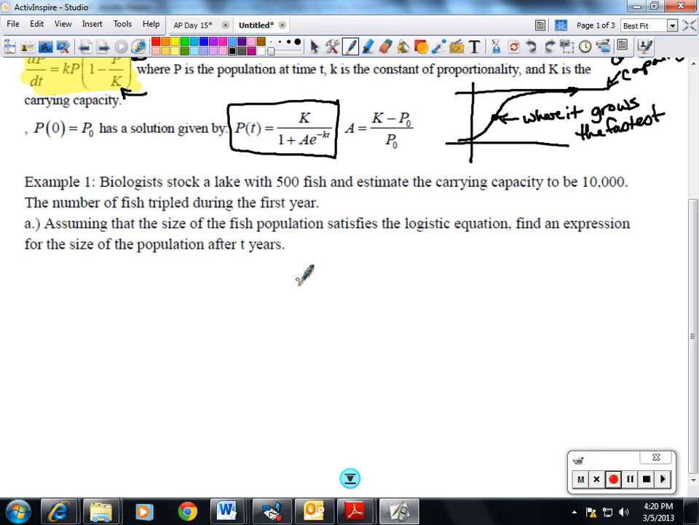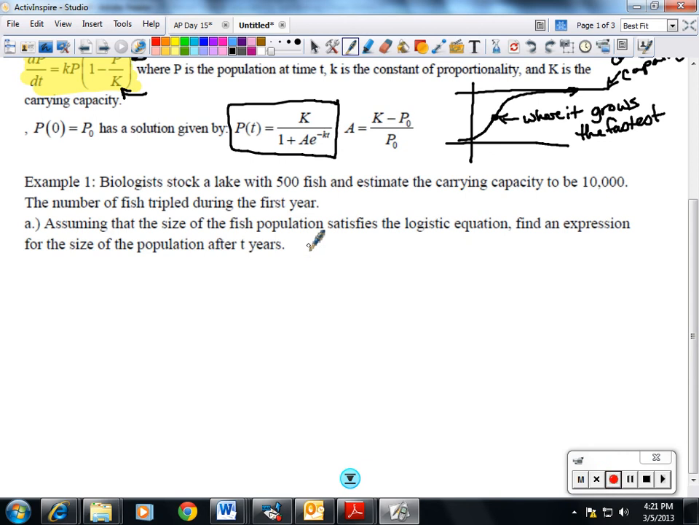Here's a typical question that has to do with logistic growth. It says, biologists stock a lake with 500 fish and estimate the carrying capacity to be 10,000. The number of fish tripled during the first year. We're actually going to use this equation here to do that. It tells us that A is K minus the initial population over the initial population. Assuming that the size of the fish population satisfies the logistic equation, find an expression for the size of the population after 2 years. I need to figure out my K, my A, and my little k.